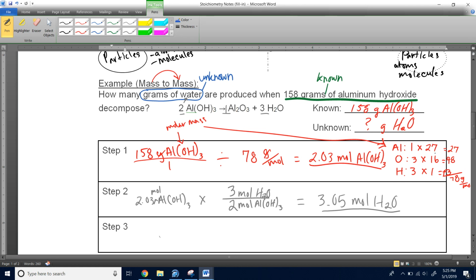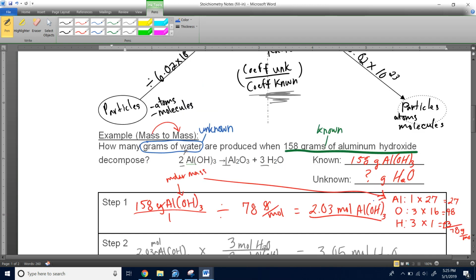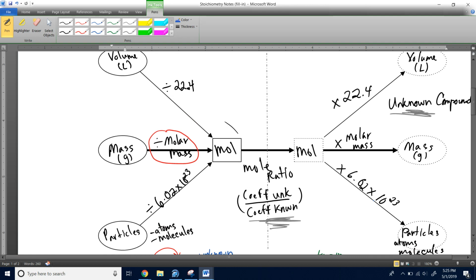So now we are in the moles of our unknown compound. Grams of water. That's where we want to get to. So we're in the moles of our unknown compound. Okay. So we're right here. We're at moles. So for our next step, we have to look at our roadmap again. We're right here at our moles of our unknown compound. Now we have to multiply by our molar mass. That's our next step.